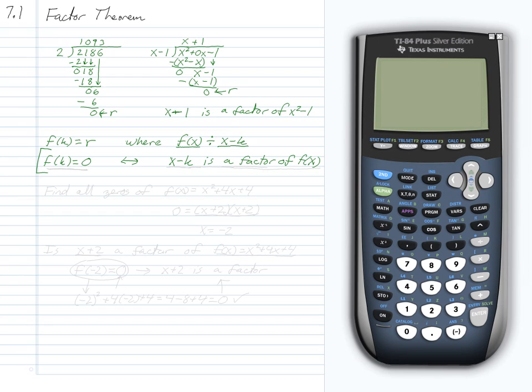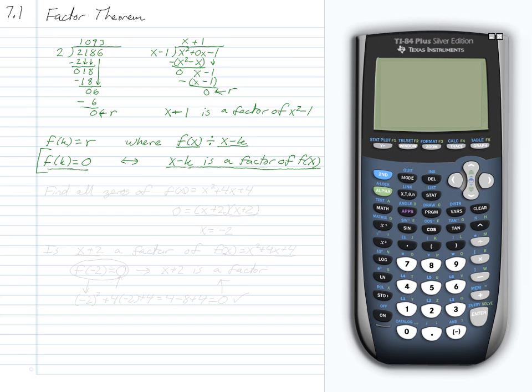So, this is a double-edged sword. This says if we plug in k and we get 0, in other words, if k is a 0 of the function f, then x minus k is a factor, and vice versa. If x minus k is a factor of our function, then k is a 0 of the function. K, when evaluated in f, gives us 0.